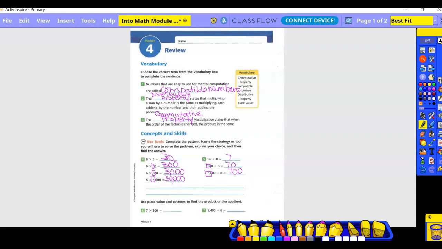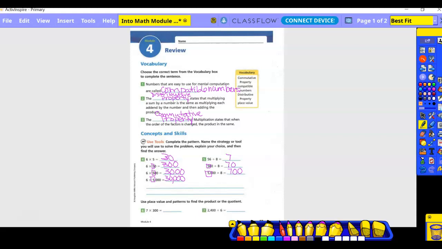Okay, so what did you notice each of those did? They went in units of, I heard add a 0, so they went in units of 10, right? Okay, so that would be our explanation down here. Since we just talked about it, we're just going to go on. Use place value and patterns to find the product or the quotient.